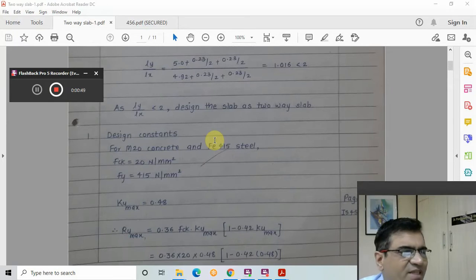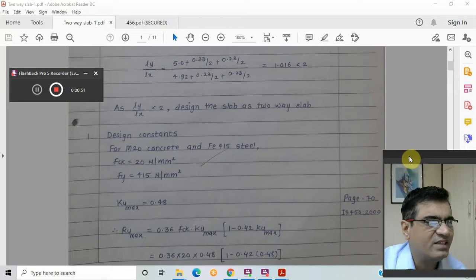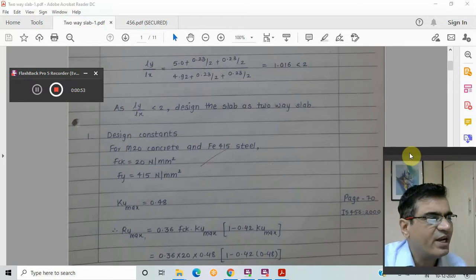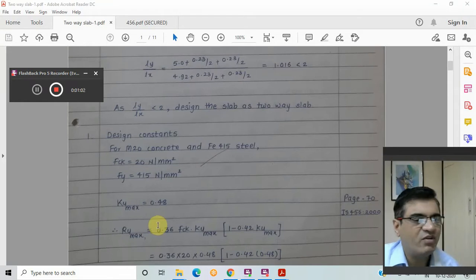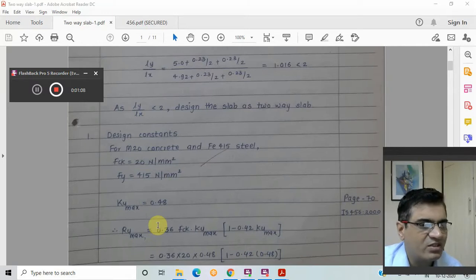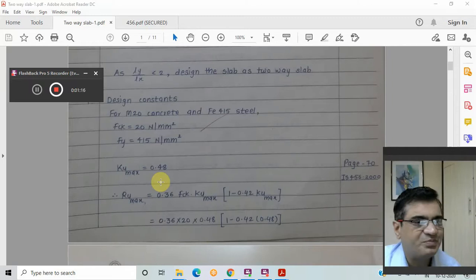So the basic materials used here are M20 grade of concrete and Fe415 steel. So let's write fck, which is 20 Newton per mm square, and fy 415 Newton per mm square, for which Xu max by d value is 0.48. In IS code Xu max by d values are given. So for Fe500 it is 0.46, for Fe415 it is 0.48. Okay, since we are using Fe415, so let's use 0.48 value.